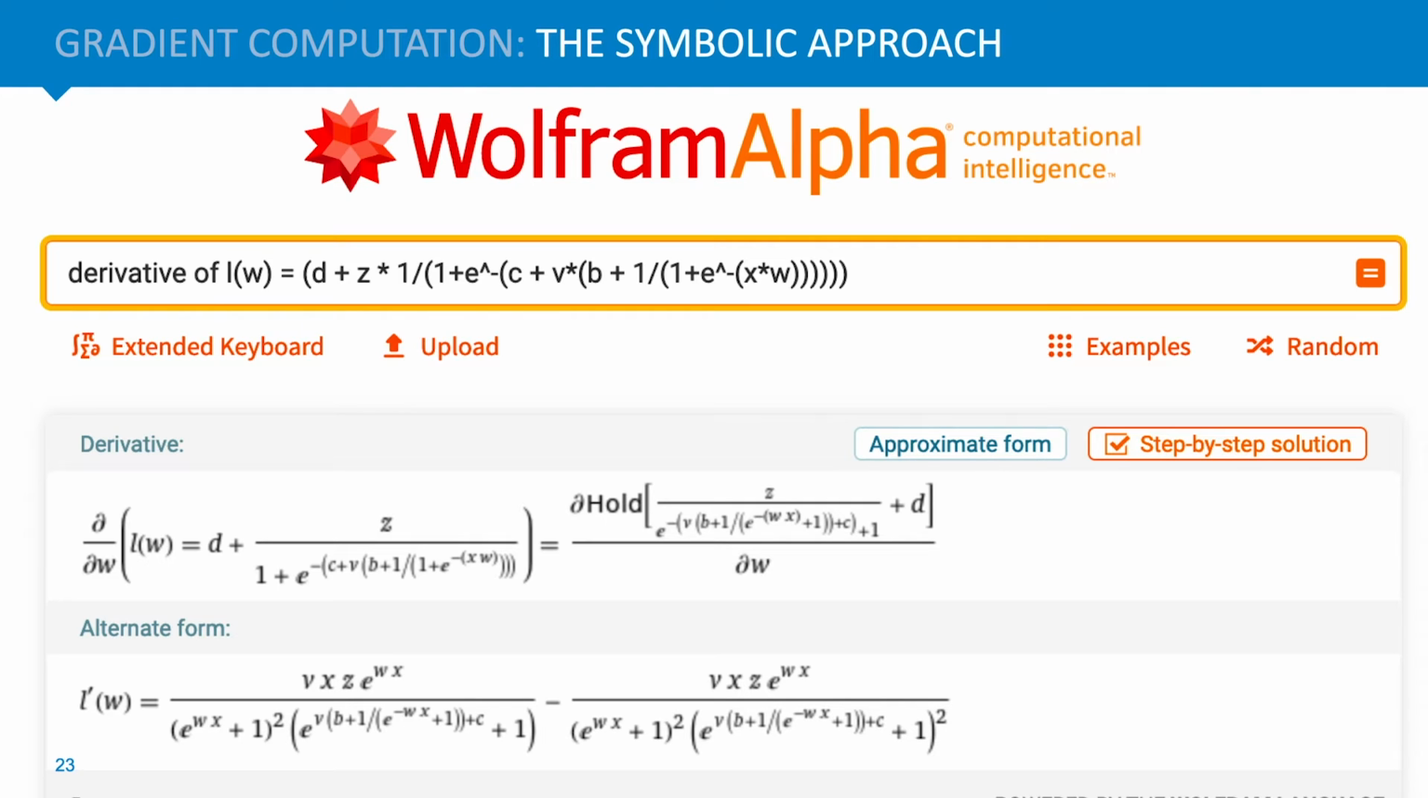In this example, you can see what happens if you ask Wolfram Alpha to compute the derivative for a neural network. So this is a very simple neural network with just one neuron per layer. And you can see that even for something so simple, the derivative is already a much more complicated function than the neural network itself. And this fact is compounded exponentially the more complicated you make your neural network. So this becomes intractable for very large structures.